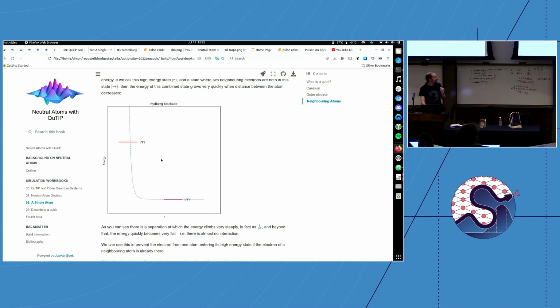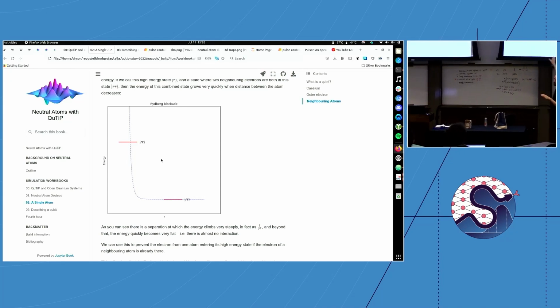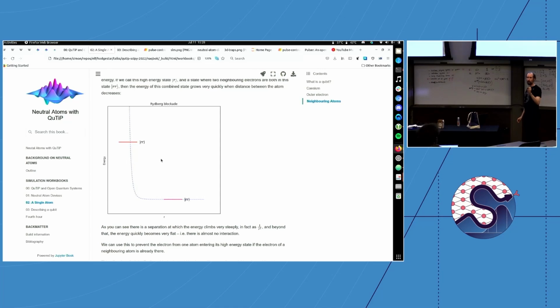Okay, so what are we looking at here in this plot? What we're going to do is select one of these very high energy states as our third state that we're going to use to get atoms to interact, and we call this high energy state R. So we can have either 0, 1, and R as our three basic states, or A, B, and R, or whatever you want to call them. And now the state RR means that both an atom and its neighboring atom are both in a very high energy state. And this is the energy of interaction between the electrons in that state.